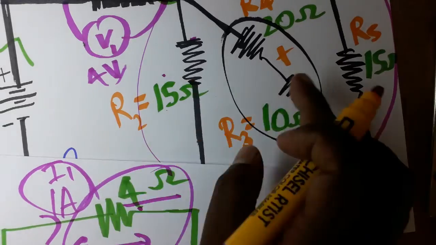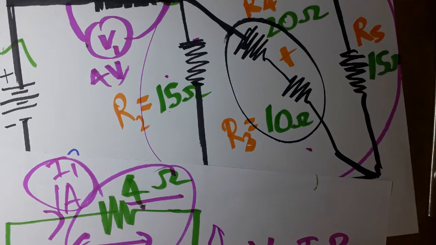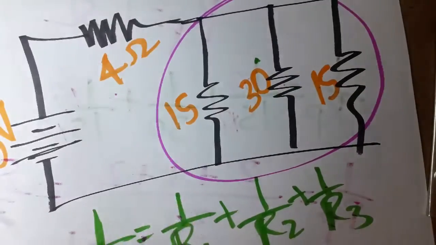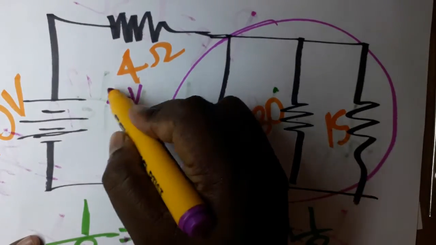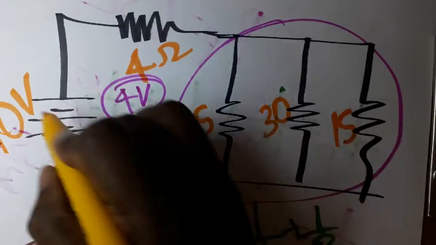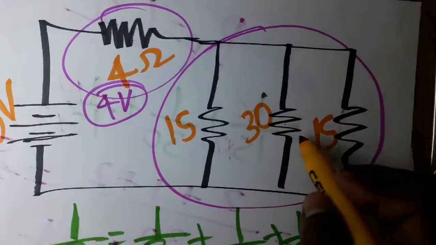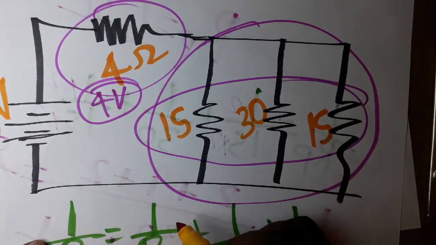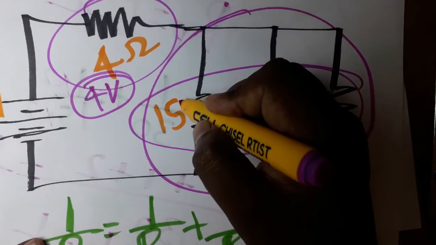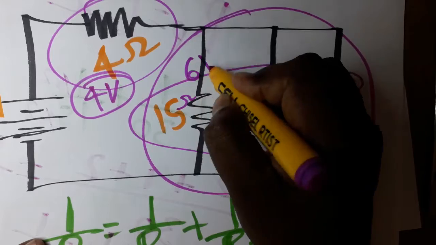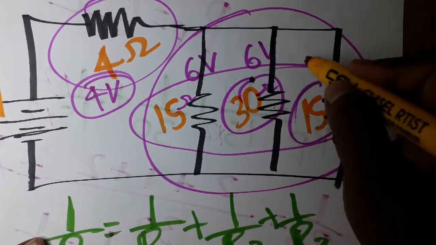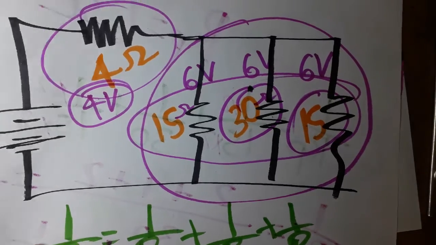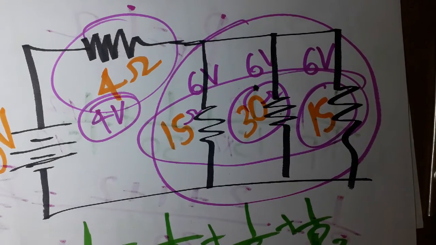So these three are in parallel. Out of the 10 volts, 4 volts is here, and the remaining 6 volts will be here. In parallel, voltage is constant. In series, current is constant. That means the 15 ohm resistor has 6 volts, the 30 ohm resistor has 6 volts, and the 50 ohm resistor has 6 volts. So in parallel, voltage is constant.